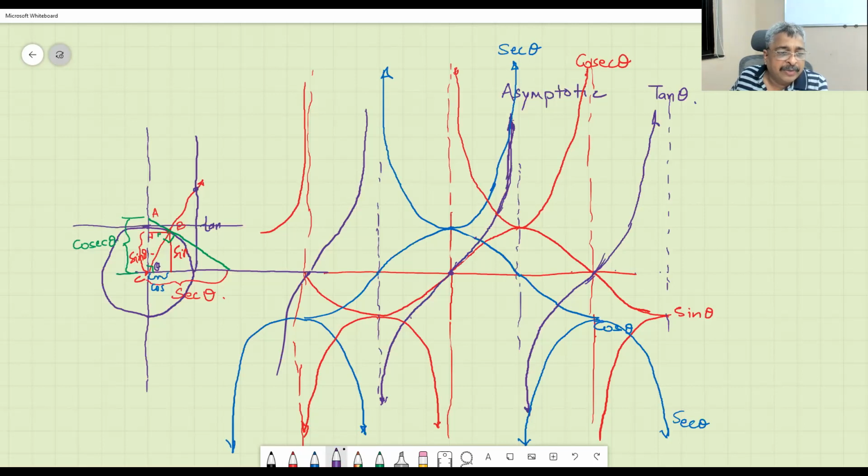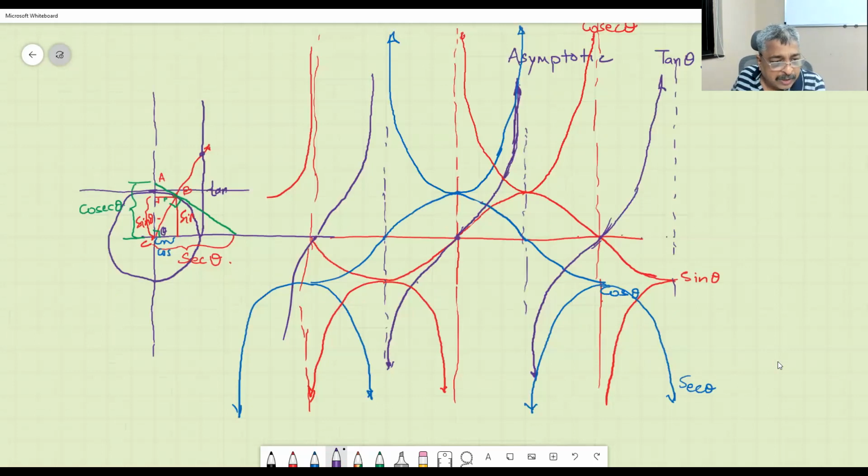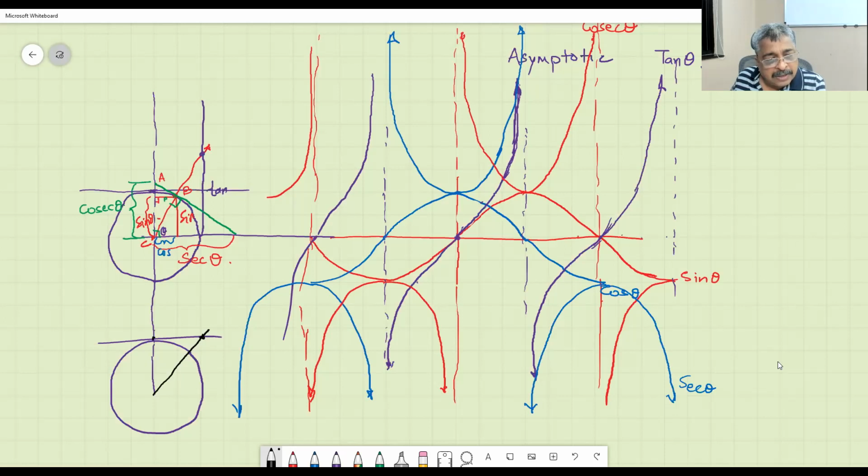And wherever your terminal ray intersects, let me draw that circle here differently. Suppose you have a circle here, unit circle. Draw a tangent at (0, 1), and your terminal ray is intersecting the unit circle and this line. Okay, then this distance is cot theta.